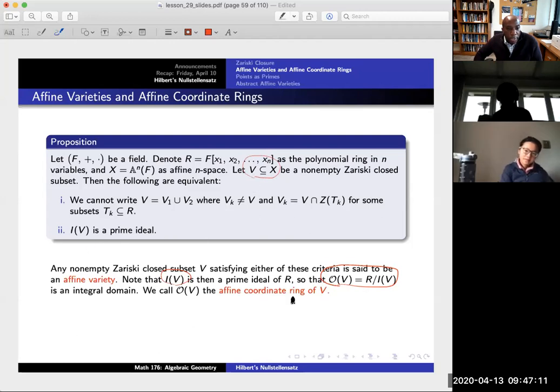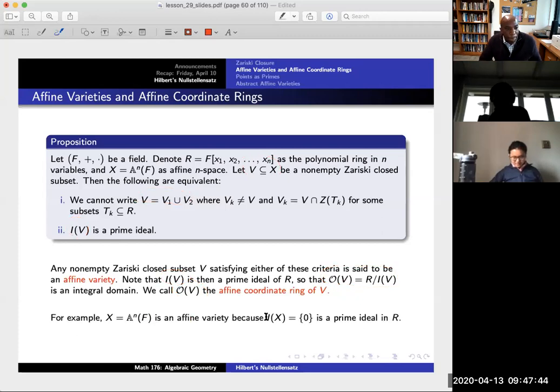Then, as long as this quotient here is an integral domain, we'll call this an affine variety. And this corresponds exactly to when this here is a prime ideal, and that corresponds exactly to when we cannot decompose this in terms of two closed subsets. So again, you can pick either one of these definitions that you want. They all mean the same thing. And so we're going to use this now to define this quotient here as the coordinate ring of V.